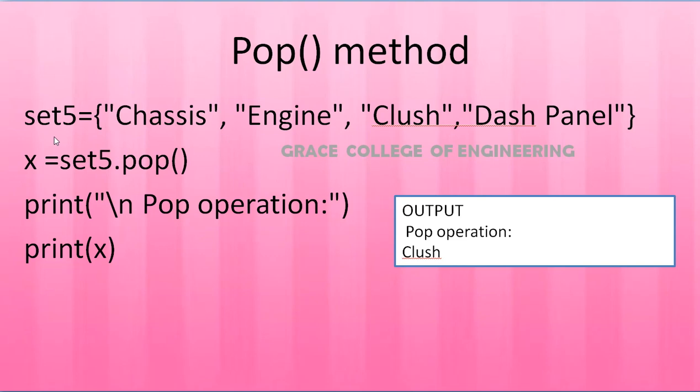See the program. The variable name is set5, which is equal to chassis, engine, clutch, dash panel. These are multiple items stored in a single variable. Next, x is equal to set5.pop(). The pop method is called. Next, print pop operation, print x. After the last item is popped, it will be stored in the variable x, so that when it is called, that is print x, the output is pop operation: clutch. Clutch is popped.